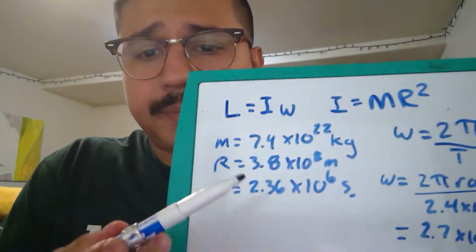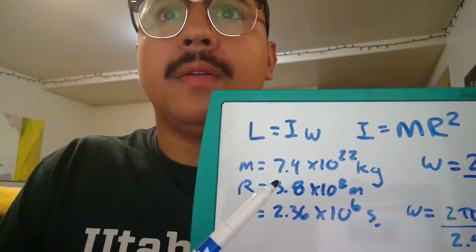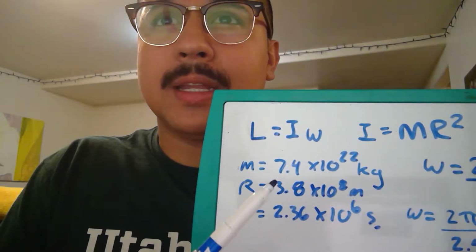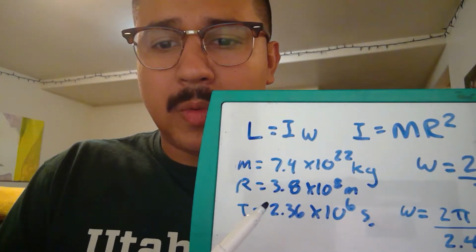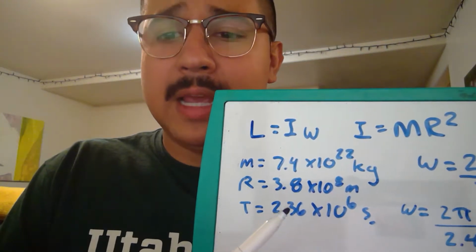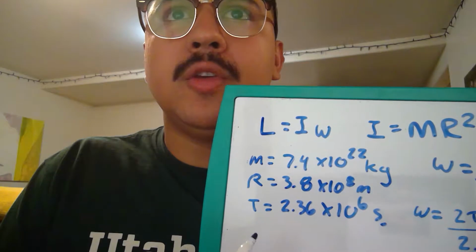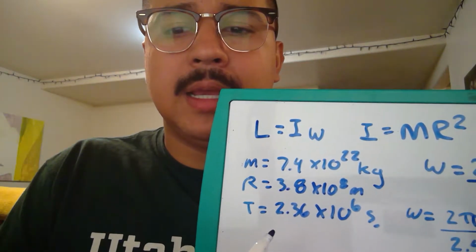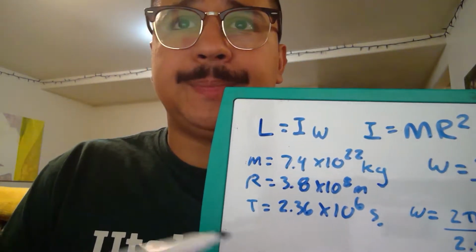I'm working on chapter 9 and I'm doing problem 45. The question is, what is the angular momentum of the moon around the Earth? The moon's mass is, I have it written down right here, 7.4 times 10 to the 22nd kilograms, with the Earth's radius being 3.8 times 10 to the 8th meters. And the period is 2.36 times 10 to the 6th seconds.